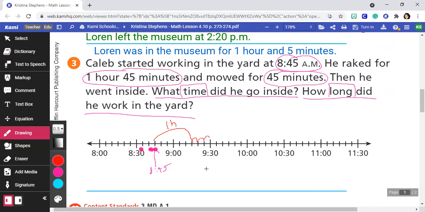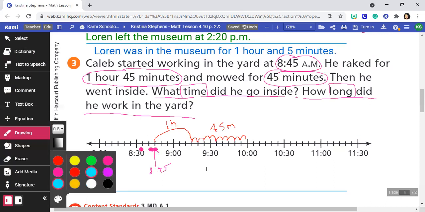5, 10, 15, 20, 25, 30, 35, 40, 45. And so that was my elapsed time of 45 minutes. So there's 1 hour, 45 minutes. After he raked, it's now 10 o'clock. But we're not done yet, because now he's going to mow the lawn. And he mowed the lawn for 45 minutes.